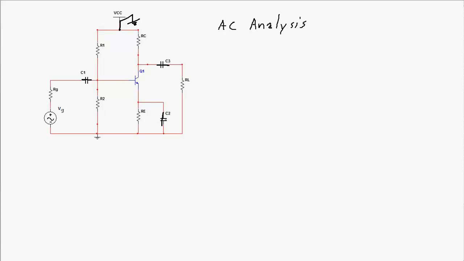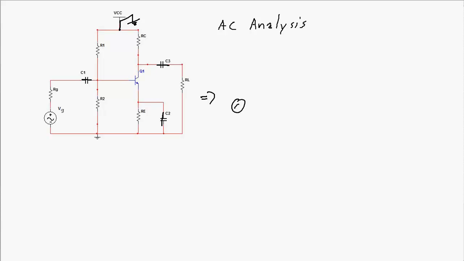One of the really important things that happened here is by connecting the C2 across the resistor here that's connected to the emitter, I have effectively removed the RE from the AC analysis. And then the last thing I'm going to do, well, actually let's redraw this circuit.